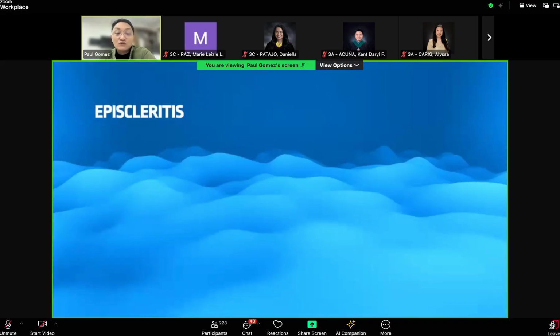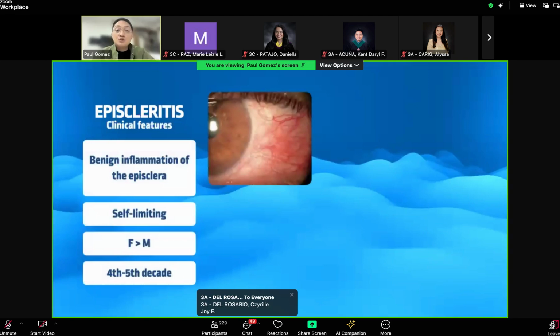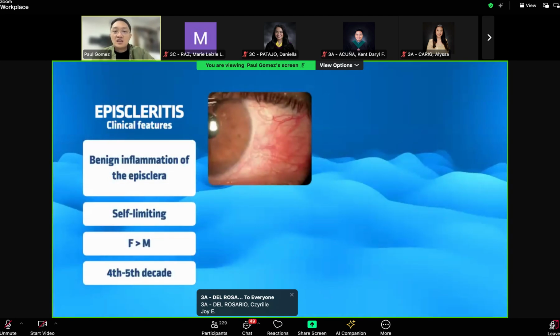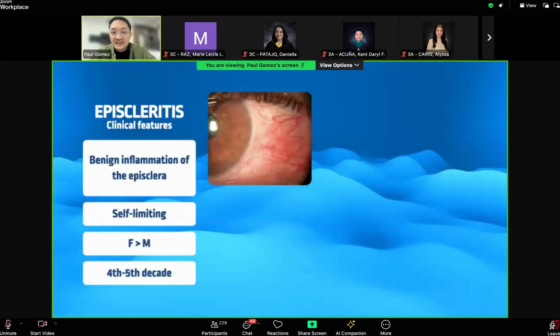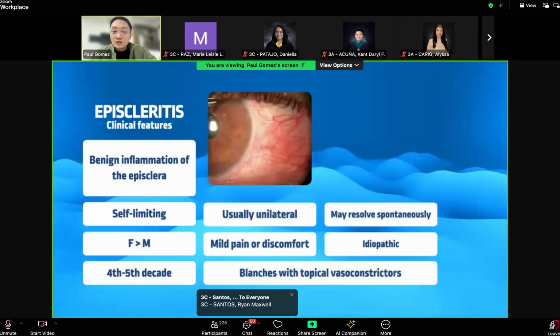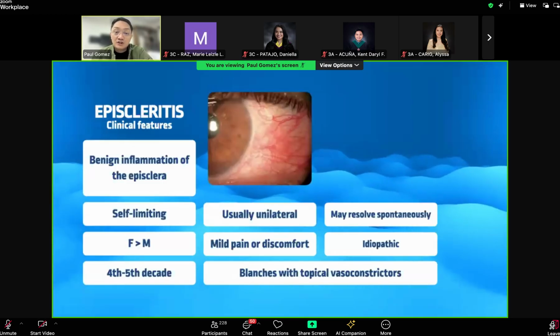That is inflammation of the tissue between the conjunctiva and the sclera. It is usually benign in nature, usually self-limiting, that lasts usually within just 1 to 3 weeks. It has a female preponderance and is usually seen in patients who are already in the fourth to fifth decade of their lives. It is usually unilateral, may resolve spontaneously, and the patient may complain of some mild discomfort and is idiopathic in nature as systemic associations are not common.